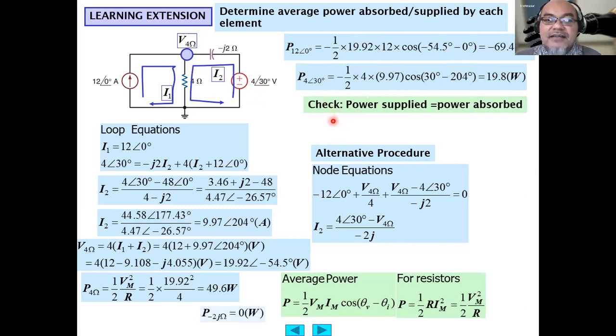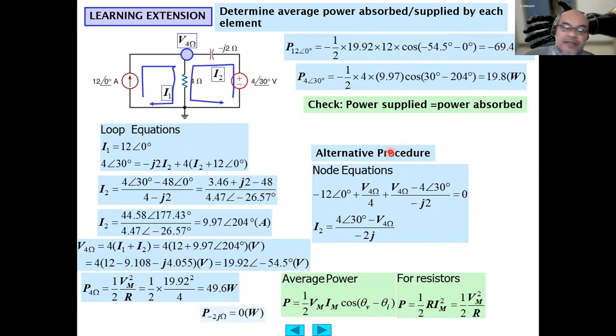So if we check again, according to Tellegen's theorem, the power supplied should be equal to the power absorbed. The power supplied by this 12 ampere current source, minus 69.4, should equal the power absorbed, 19.8 plus 49.6. And this is correct: 49.6 plus 19.8 equals 69.4 watt, which equals the power being supplied by the 12 ampere current source. Okay, clear? Any questions?